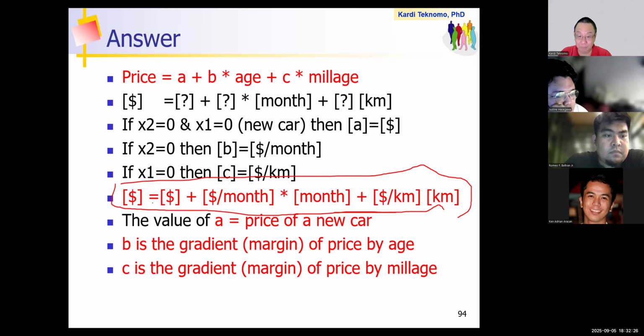So gradient, slope, margin, rate, these are different jargon, different terminology, but basically the same meaning.